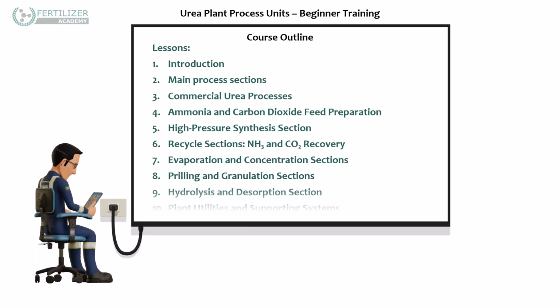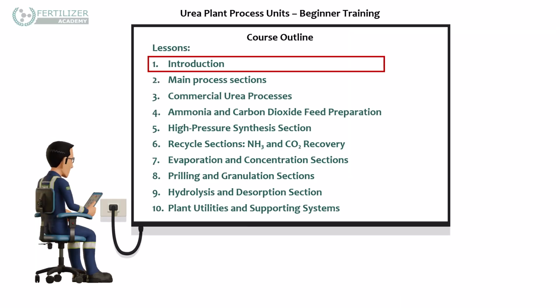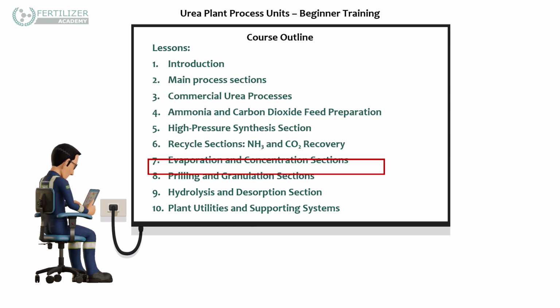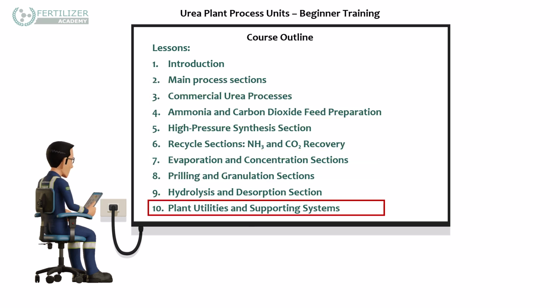This training course is structured into a series of lessons that follow the process flow of a urea production plant. The course comprises a total of 10 lessons. Below is a brief overview of the contents of all lessons.